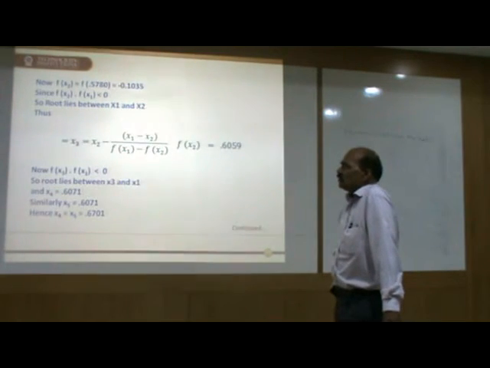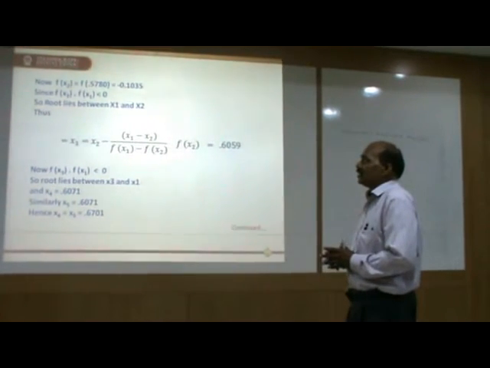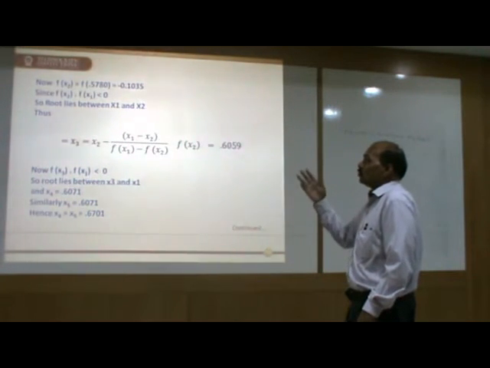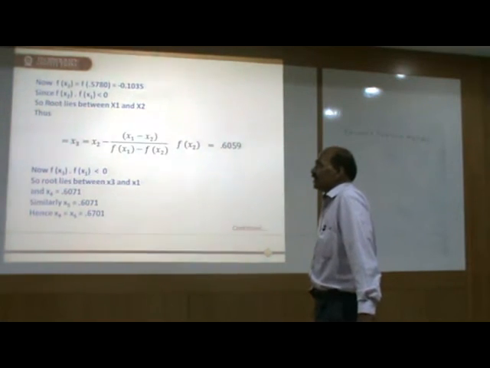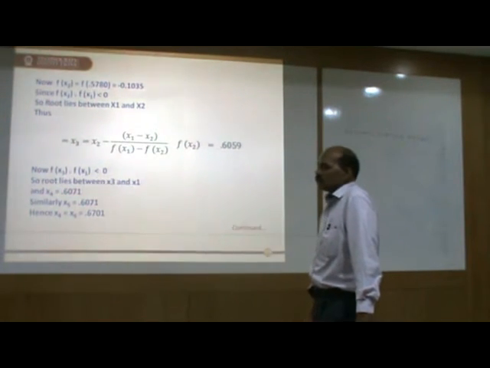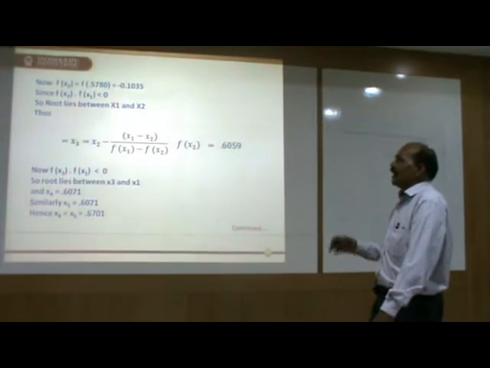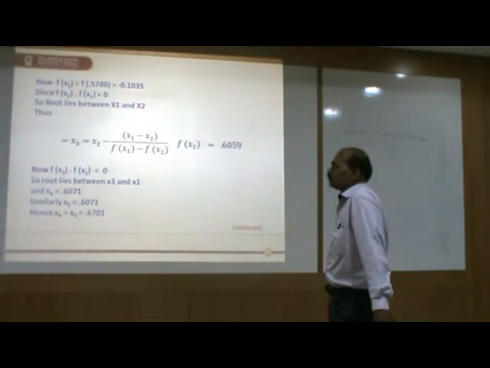Now, for carrying out the next iteration, we have to again check the condition in which the root lies. So we have formed f of x2. f of x2 comes out to be negative. Then this says that f of x2 into f of x1 is less than 0. So further it indicates that the root will lie between x1 and x2, as given in the presentation.